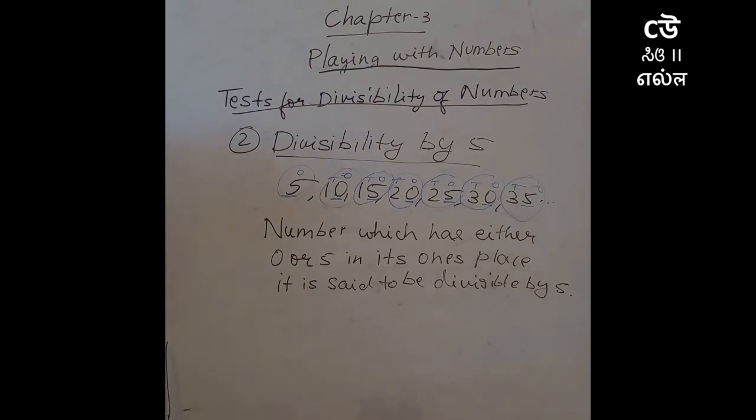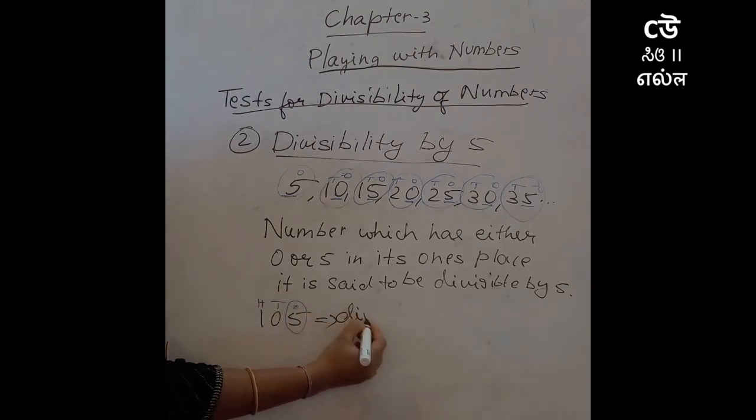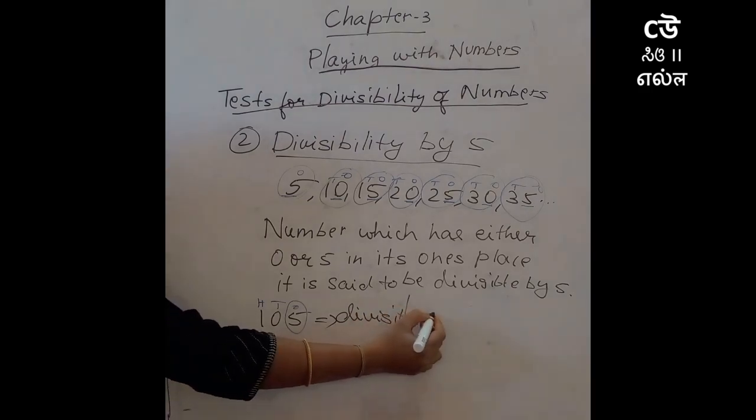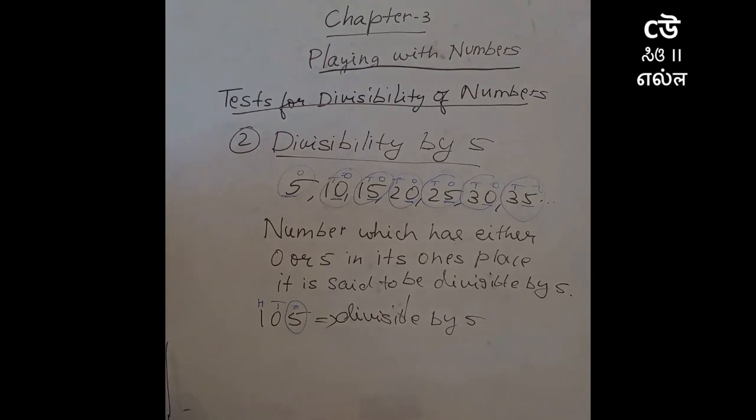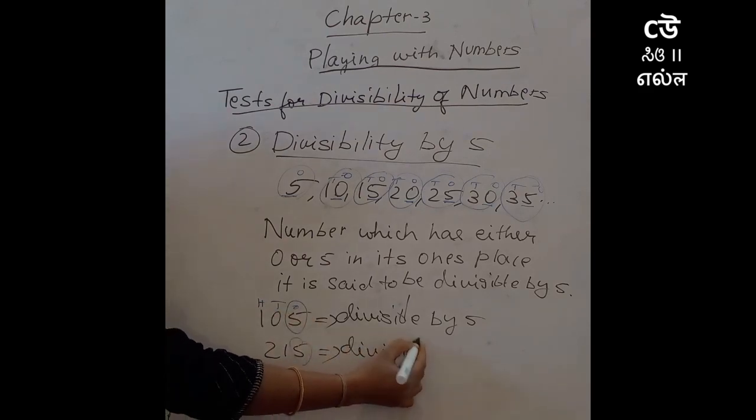Okay. First example, I'll take 105. So here we have ones place, tens place and hundreds place. If you see the ones place value, we have 5. So when we have 5 or 0 in ones place, what can we tell? We can tell that it's divisible by 5. Okay. Next, I'll take 215. So, see the ones place value. In ones place value, we have 5 again. So, we can tell that it's divisible by 5. Okay.